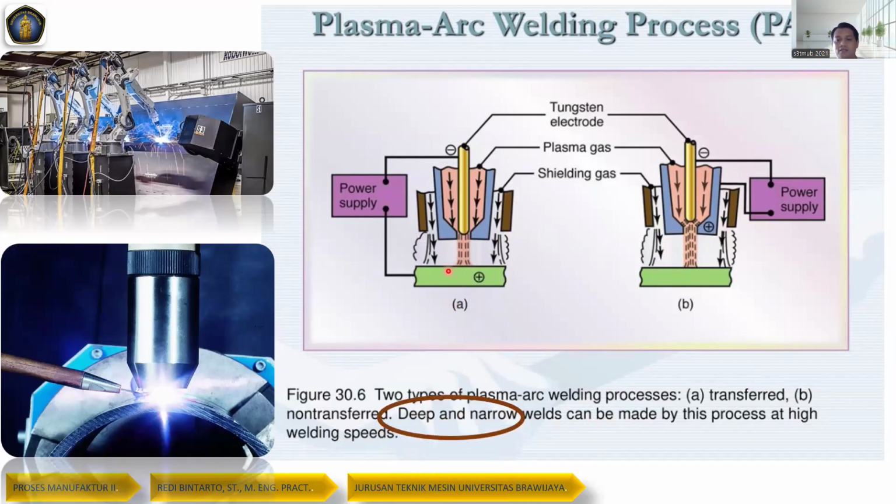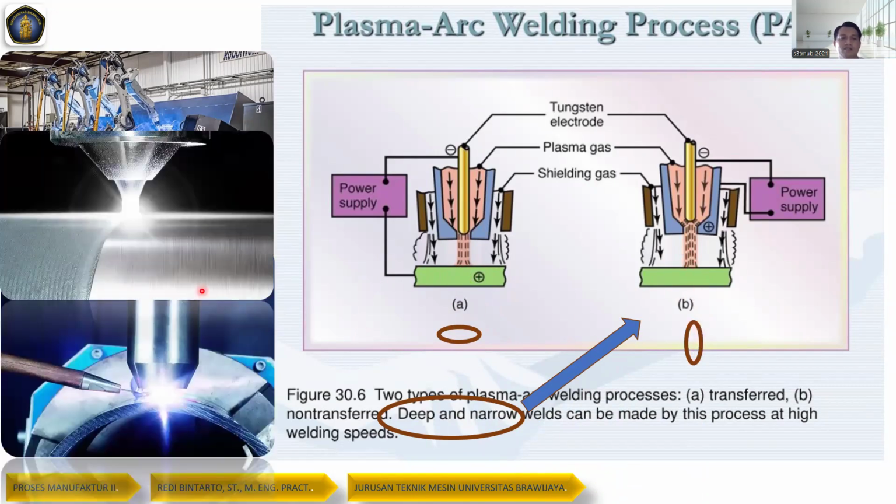Okay, deep and narrow. This is the P, deep and narrow. So for this one, it is not deep, but it's wide for the result. This is the shape of the welded metal. This is the shape of the weld. This is the deep one, so it's deep here.